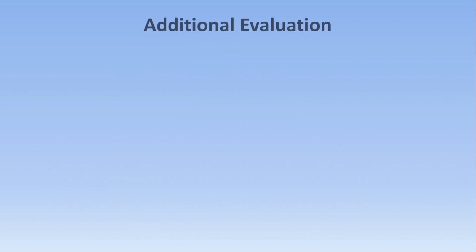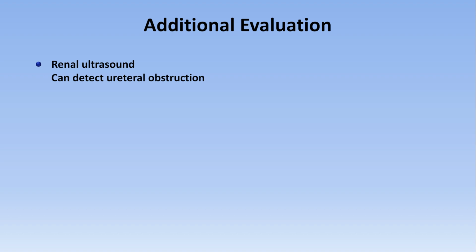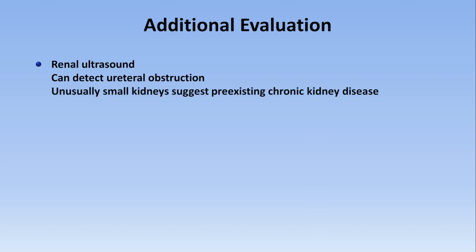There are a few additional tests which might be undertaken based upon the situation and the results of the basic evaluation. These include either a formal renal ultrasound or an informal bedside point-of-care one. This can detect ureteral obstruction, which would be missed by a bladder scan or Foley placement. Also, it can detect unusually small kidneys, which suggest pre-existing chronic kidney disease.